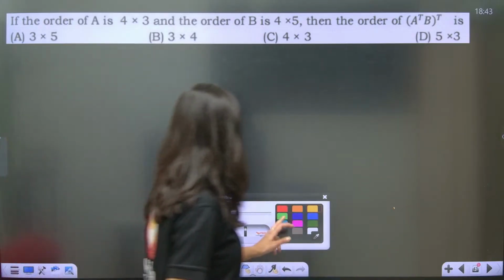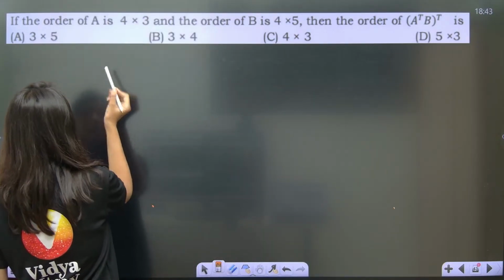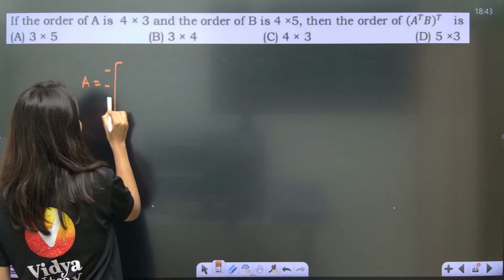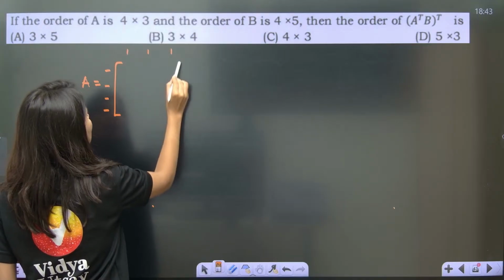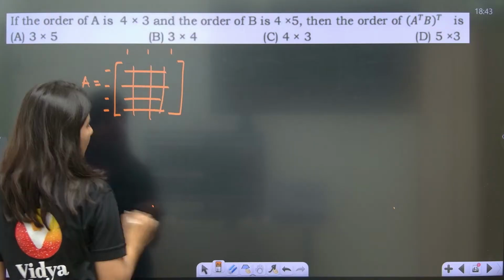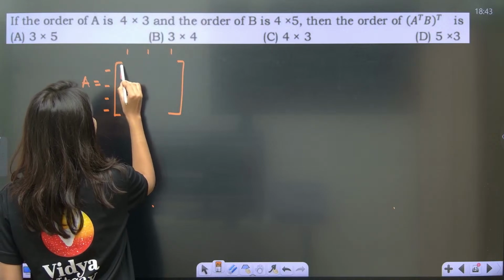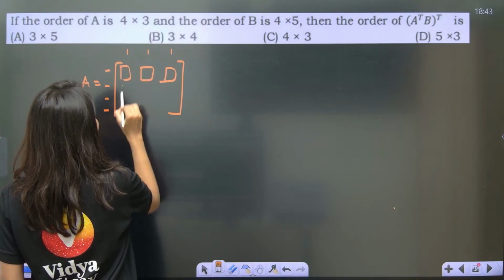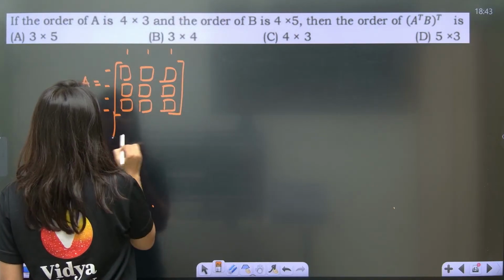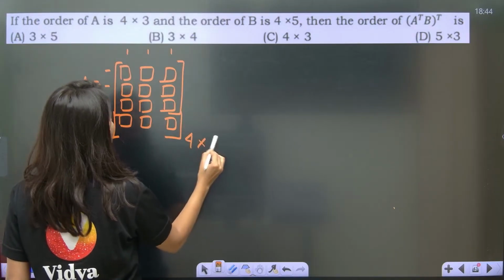Now, what does this question have to say? If the order of A is 4 cross 3, that means A has 4 rows, row 1, row 2, row 3, row 4, but 3 columns. So this is 1, 2, 3, 1, 2, 3, 1, 2, 3, and 1, 2, 3. 4 rows, so this is 4 cross 3.